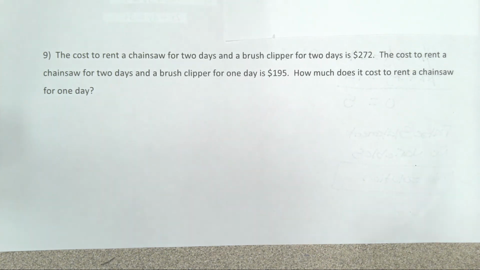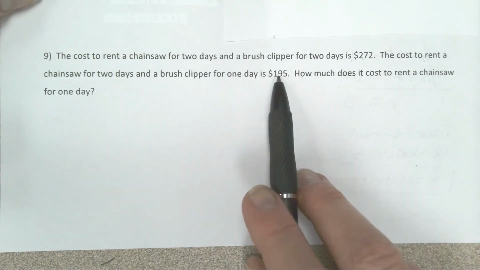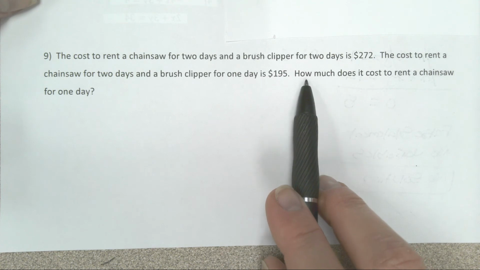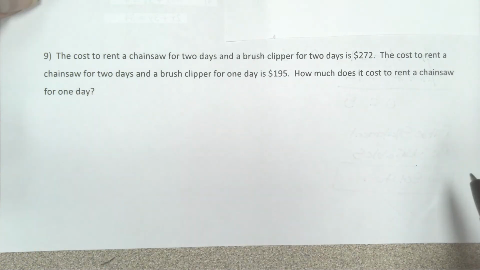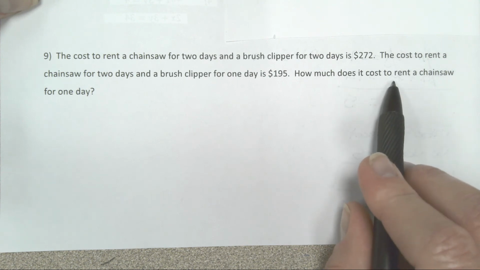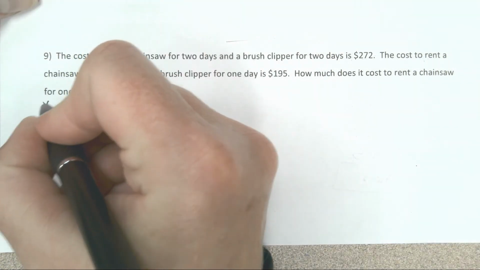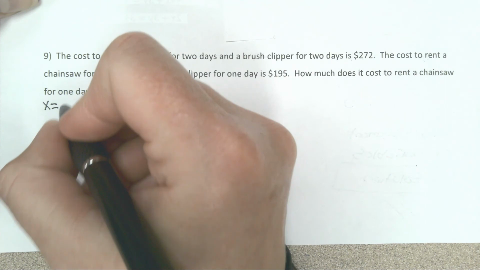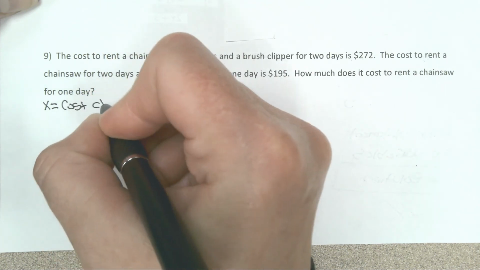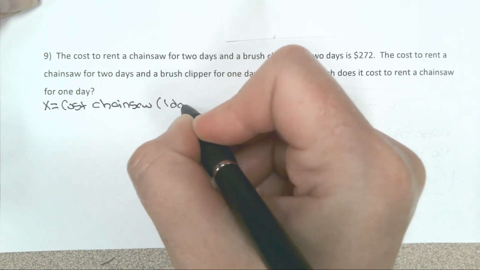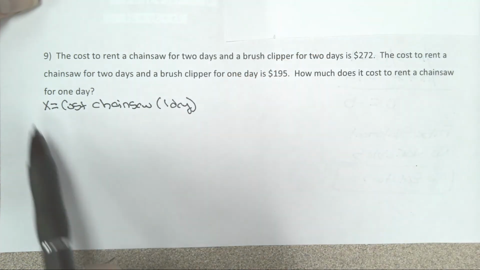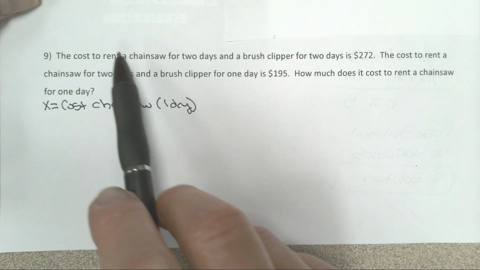And let's try a word problem now. Go to the last sentence first. How much does it cost to rent a chainsaw for 1 day? That helps you define your variables right there. So X is going to be the cost to rent a chainsaw for 1 day. All right, let's read it and see what the other variable is.